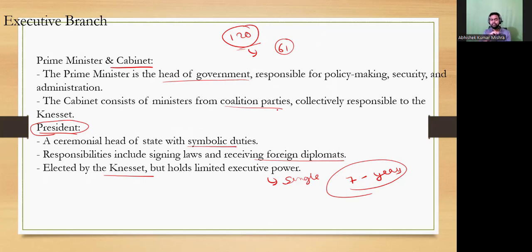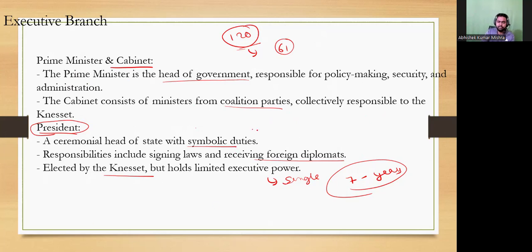That's very important. Okay. So basically, the prime minister is the head of government; policy, security, administration, everything is managed by the prime minister and the cabinet. Remember my point. And obviously, the executive is responsible to the legislature. So they are collectively responsible to the Knesset, which is the parliament of Israel.